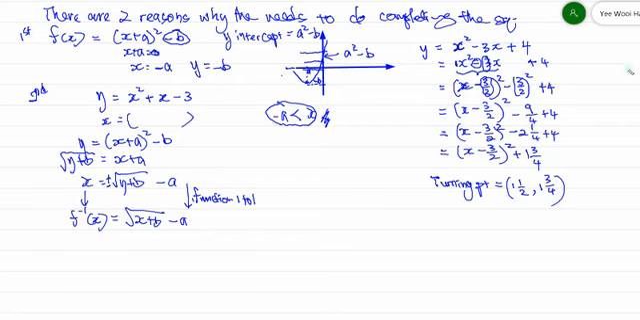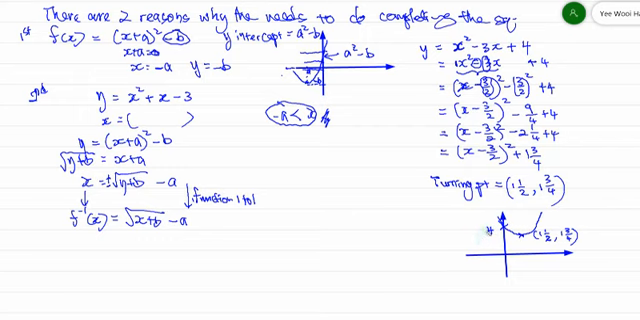Now if you want to sketch this, the point is here. This is 1.5, 1 3/4. Then it's a curve. Remember, when you put x equal to 0, y equal to 4. So here is 4. Okay, so that's it.